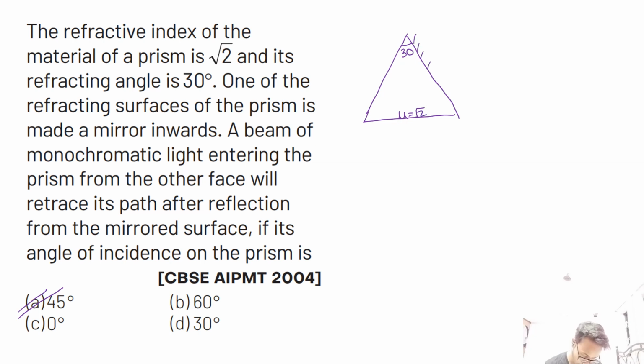Out here, this surface is mirrored. So out here, this is E, so R2, this angle, is 30. So sine of I is equal to √2 into sine of 30, or I is equal to 45. I just solved it before. Okay, let's go to the next question.